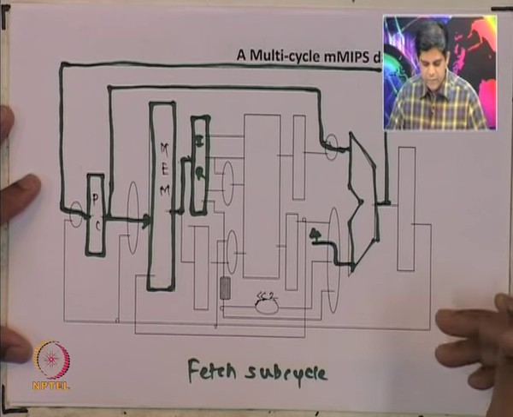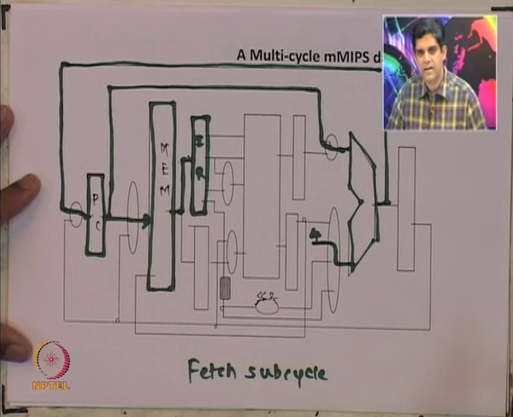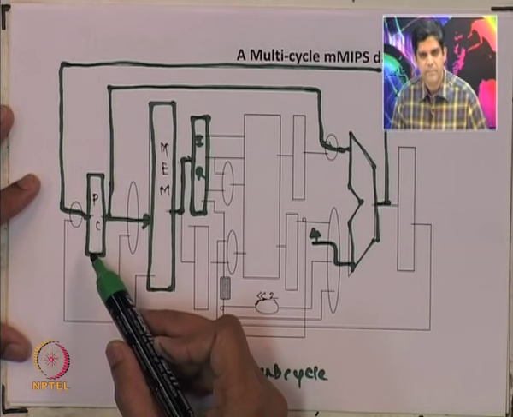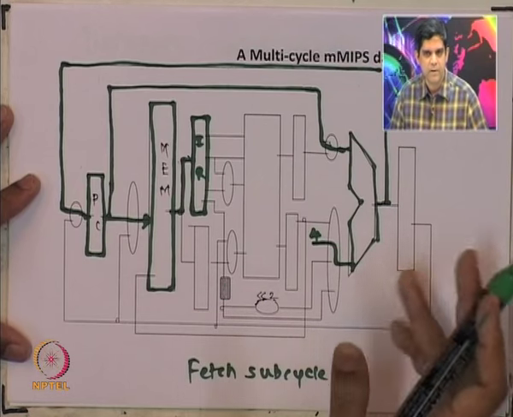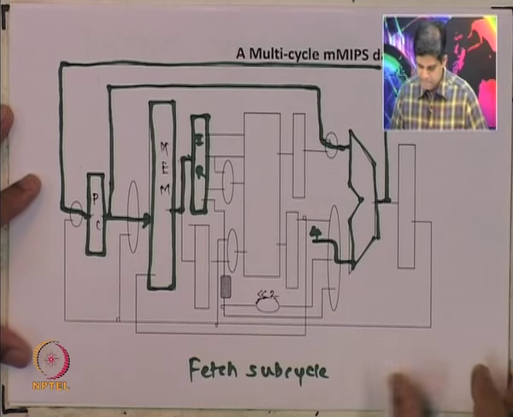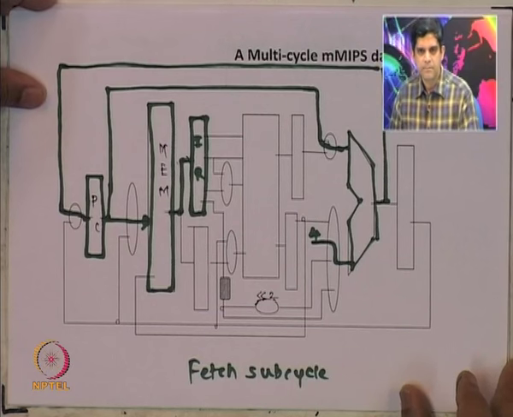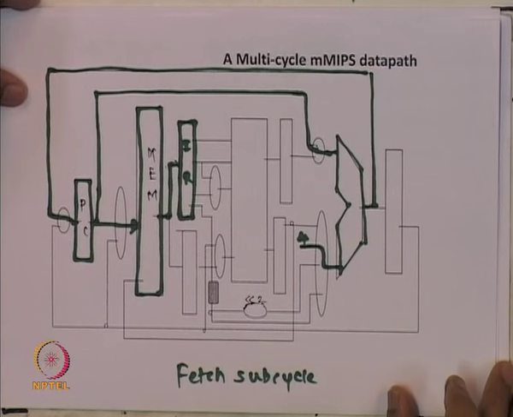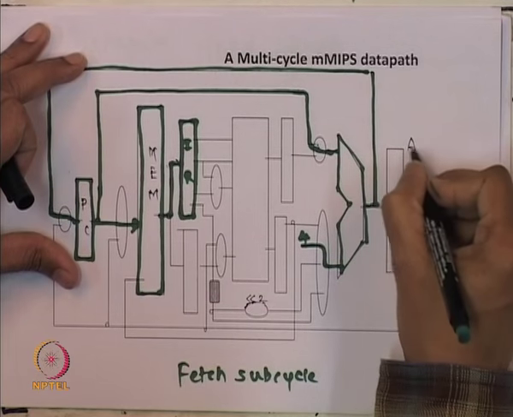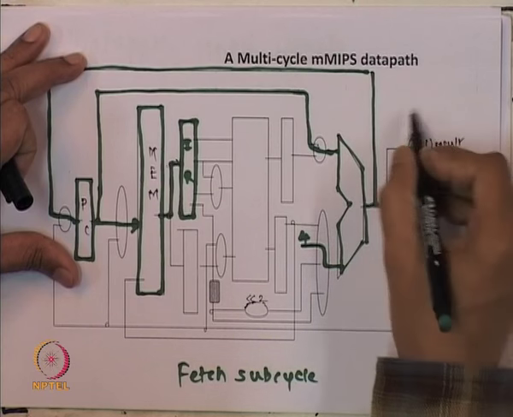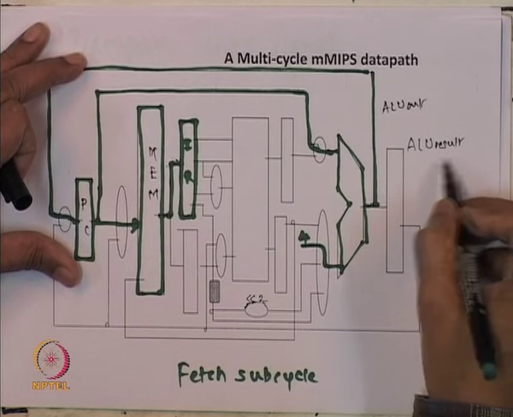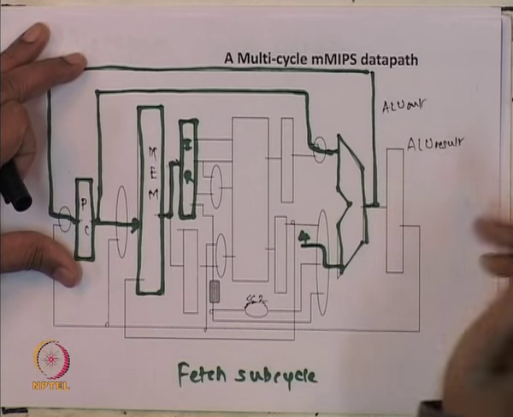Of course, we know if it is a jump instruction or a branch equal to or that kind of instruction, then there will be a possibility of this value being overwritten with an appropriate value, but that is at a later time. In the fetch subcycle, this is what exactly happens. Is it clear? Just to disambiguate between these two, we will call this ALU result and this ALU out, or you might use suffixes like ALU result registered and ALU result unregistered, or whatever.